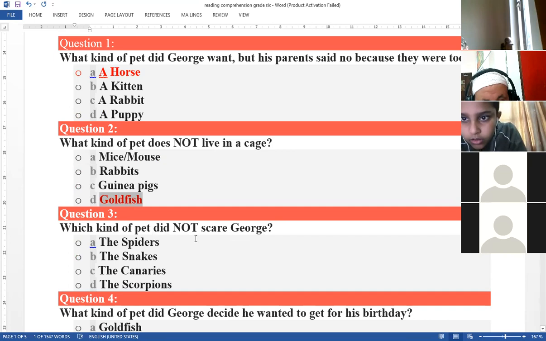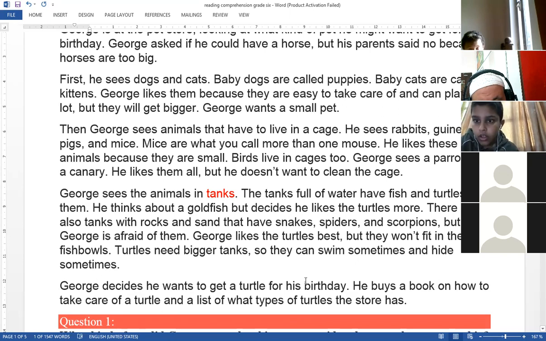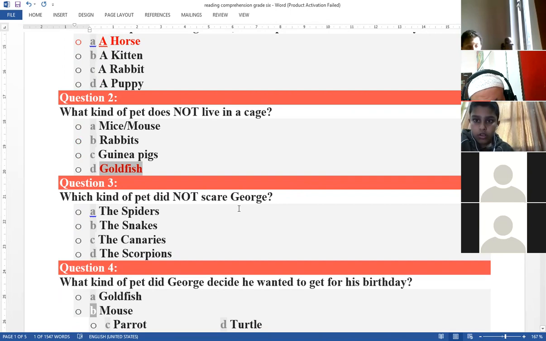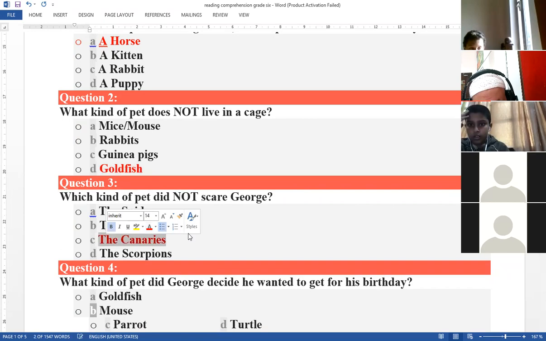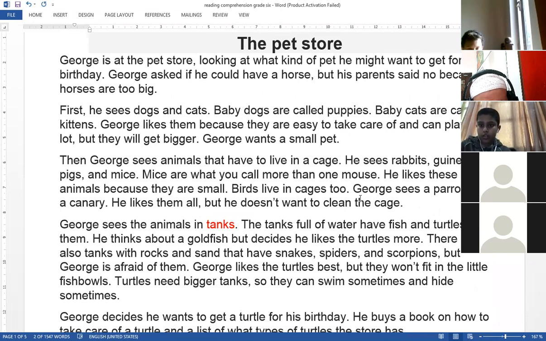The spiders, the snakes, the canaries, the scorpions. Now let's read and find. Okay. Now, without reading, what do you think? What kind of pet did not scare George? Spiders, snakes, canaries, scorpions. Which one do you think? Canaries. Of course, canaries, right? This is the answer. And of course, here he was speaking about the animals that made him scared.